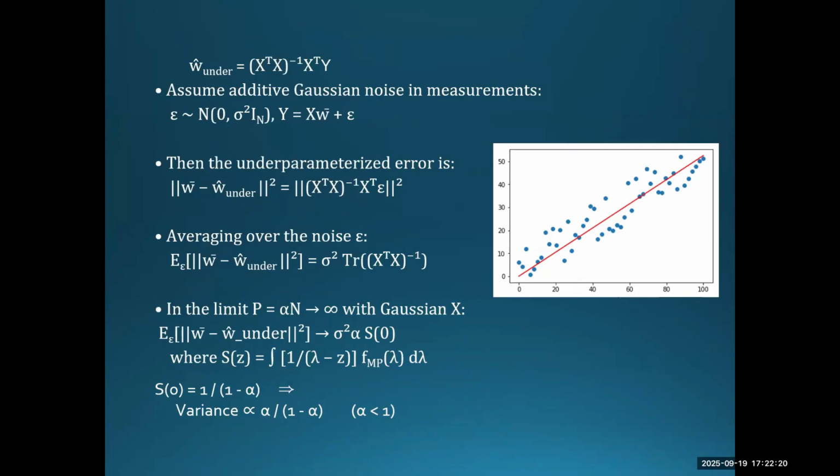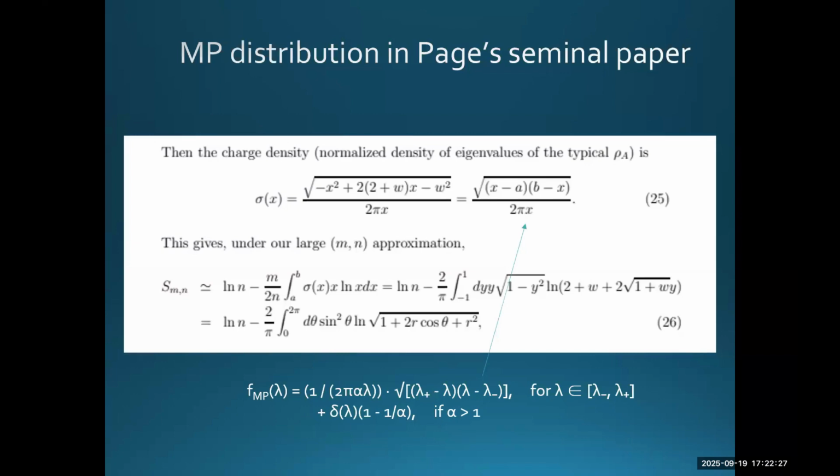Yes, this is how to calculate the error. And what is the relation with black holes? President Kim noticed that in Page's seminal paper, equation 25 is just the NP distribution. I didn't know that. So we were surprised and tried to apply our work on double descent to this black hole problem.